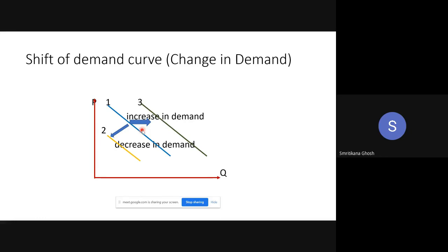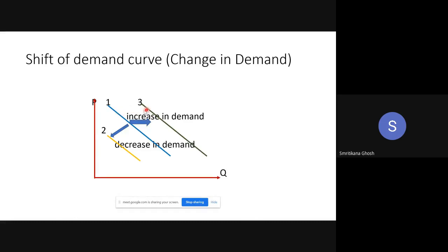Now here we are concerned about the change in demand. That means why the demand curve is moved from one point to another, and how we can shift our demand curve. Now look, if the demand curve is shifting from blue 1 to green 3, that means the demand curve is shifting to the right. This is called increase in demand.